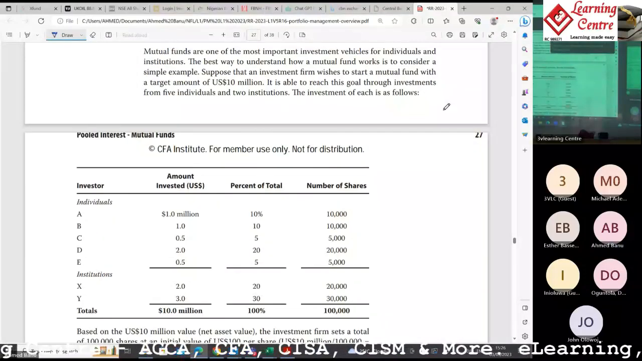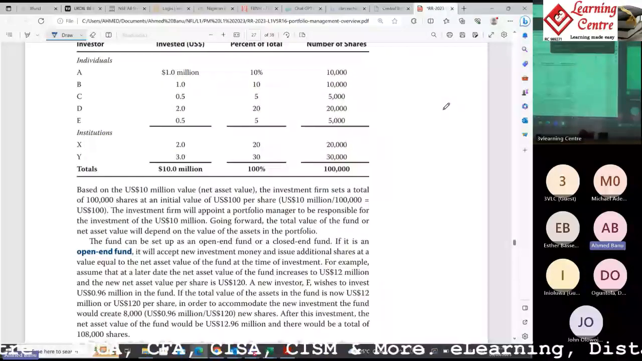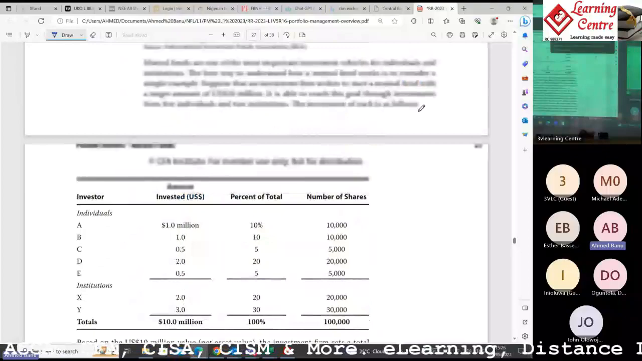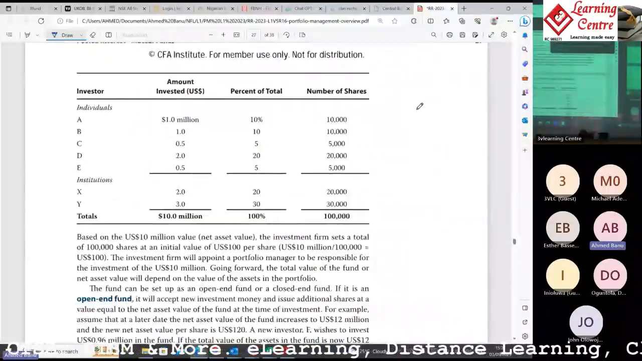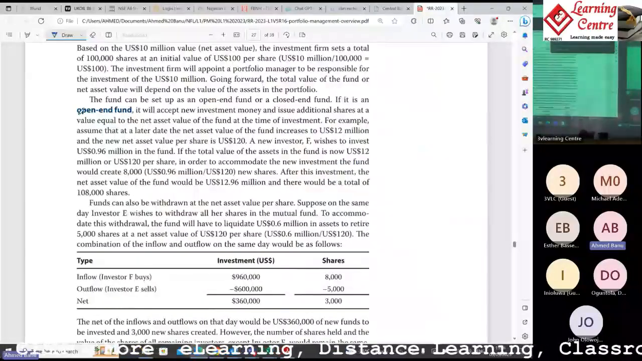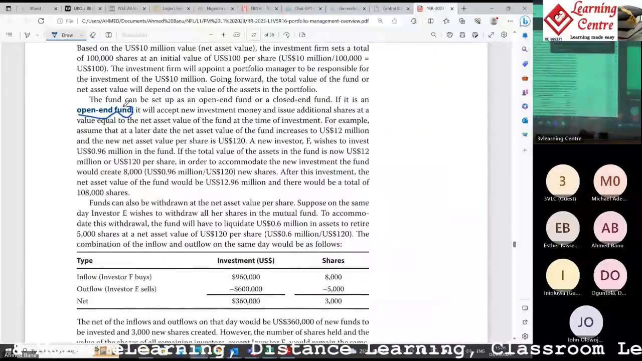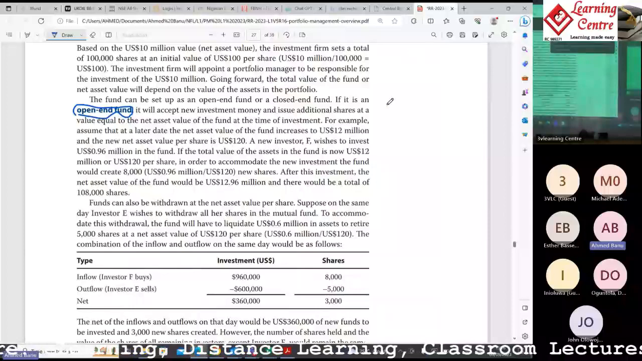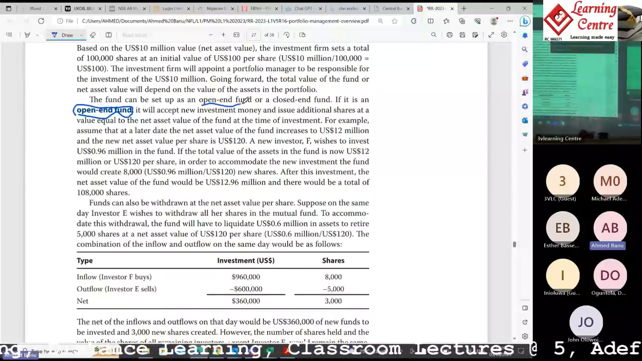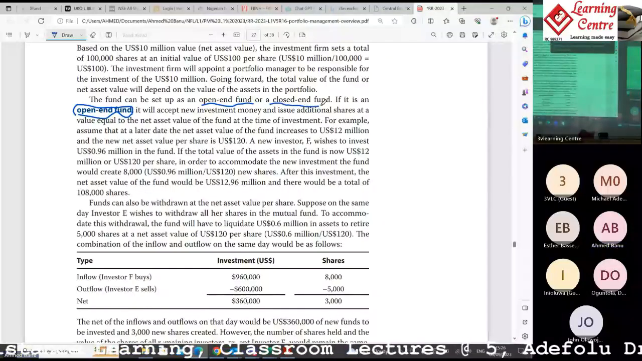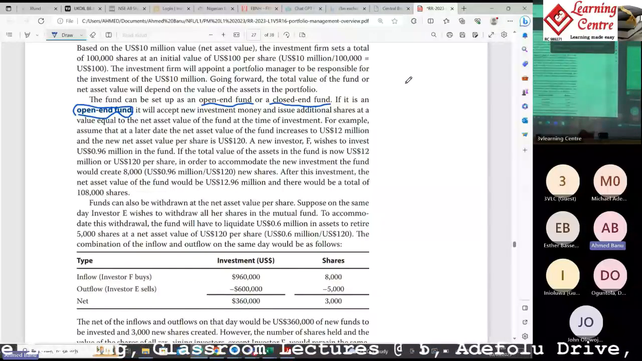Okay, no problem. So that's the whole methodology, or the whole concept, of how mutual funds work. Now, we have two types of mutual funds. We have the open end and we have the closed end. So two types of structures. Let's start with the open end.